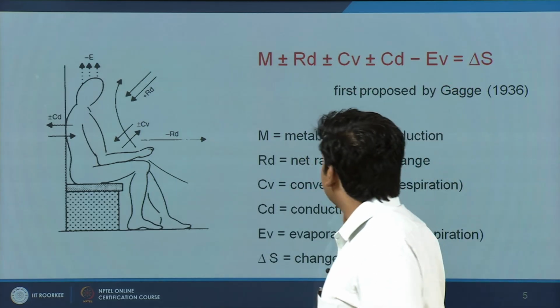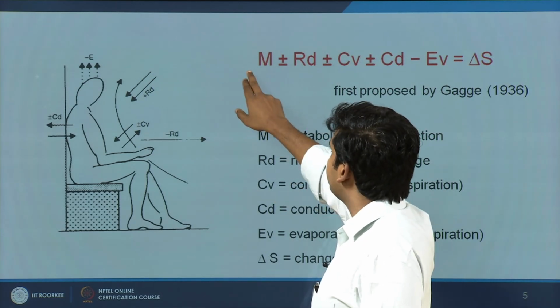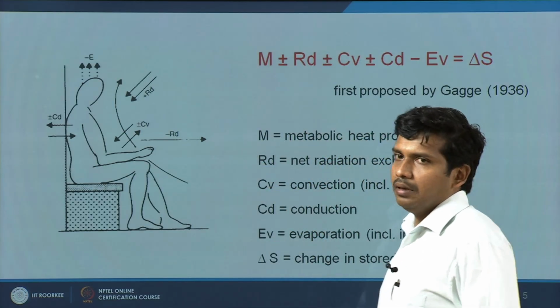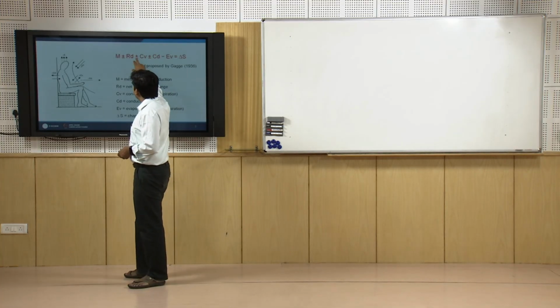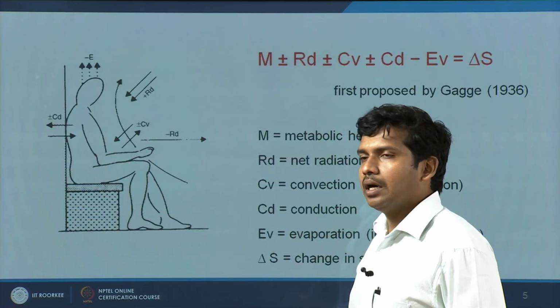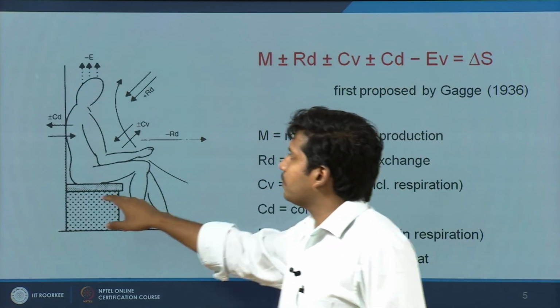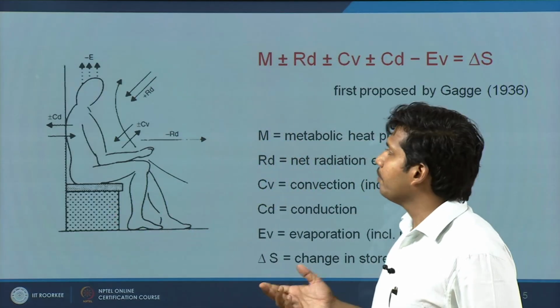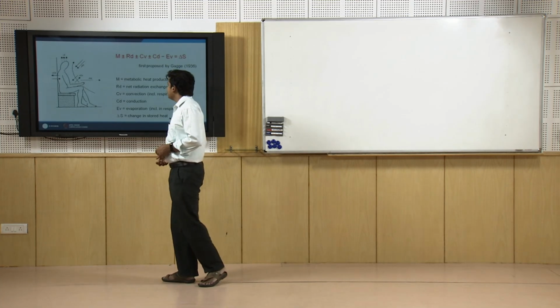If you look more closely into this, metabolic heat production is always positive. You keep producing heat, there is no negative term here, so it is always heat gain, heat production. Net radiation can be positive or negative. You can gain heat through radiation or you can lose heat through radiation. Convection again plus or minus, you can gain heat through convection or you can also lose heat through convection. Conduction similarly is plus or minus, minimum amount of conduction happens, mainly it is radiation and convection. Wherever you are in touch physically with objects, then you will have conductive heat losses or gains. Then evaporation, and finally it is a delta S, that is the net change in the stored heat.